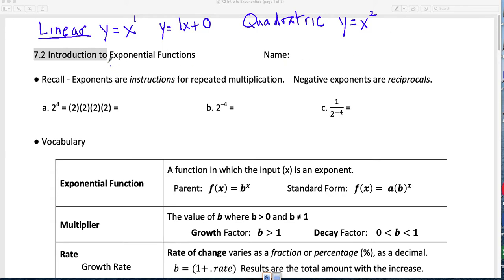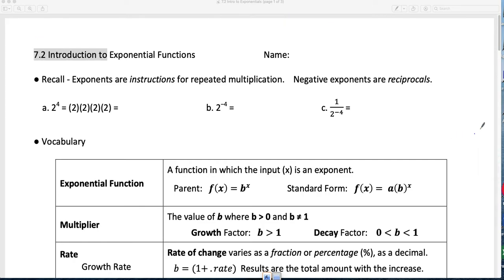But we're going to focus on exponential functions, and so the x value, or the input, is actually going to be an exponent in the function. So let's get rid of this and go back and review just a little bit. Exponents are instructions for repeated multiplication. An exponent says, multiply this to itself this many times. Then we did negative exponents, I think in chapter 3. Negative exponents say, find the reciprocal and remove the negative. So we're going to be doing that today.